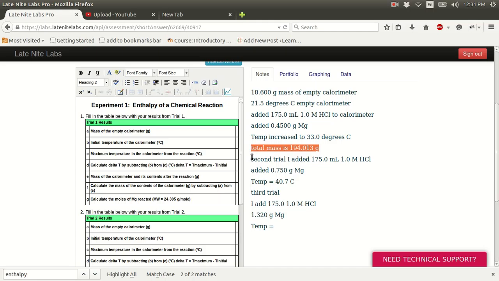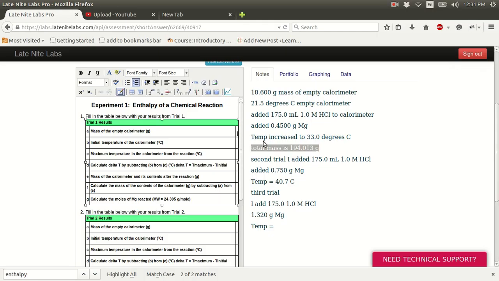So make sure that you get the mass and the temperatures at the end of each of your trials, and make sure you save that before you exit the lab by pressing the Save Notes button. I just forgot to do that. So silly. But I could still show you how to do the calculations using this trial 1 here.